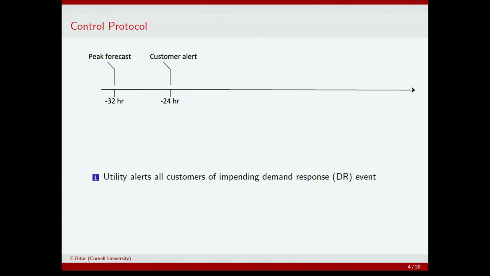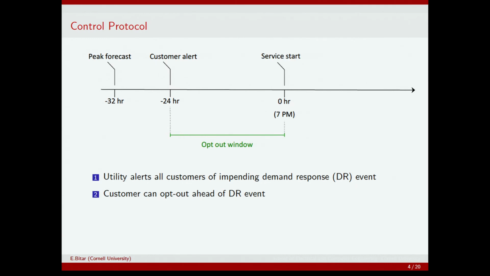Yeah, the customer agrees to participate a priori. And the way the events work is, a day in advance, the utility has some forecast of peak. It alerts the customer there's going to be an event tomorrow. Okay? And the customer knows what time the event starts, at 7 p.m. Anytime before that, they can opt out. Okay? At 7 p.m., the customer will increase their temperature set point by 5 degrees.